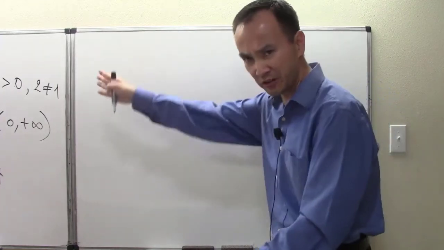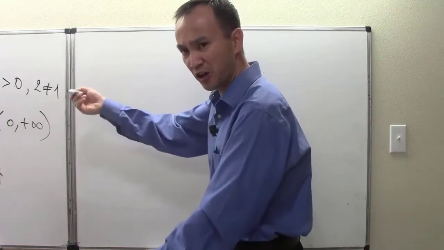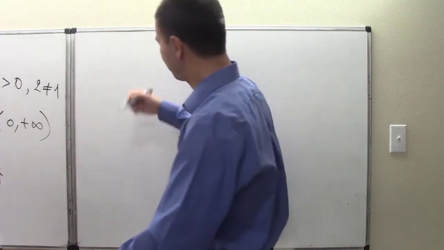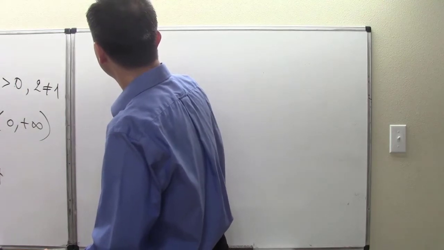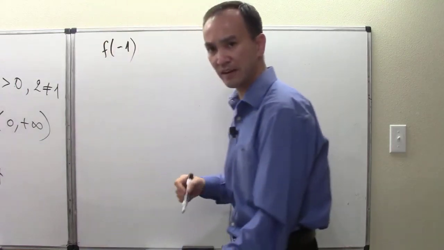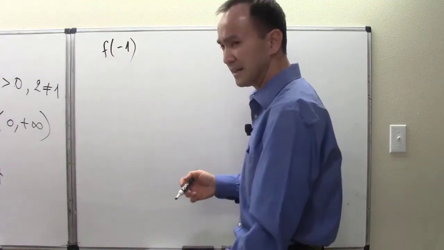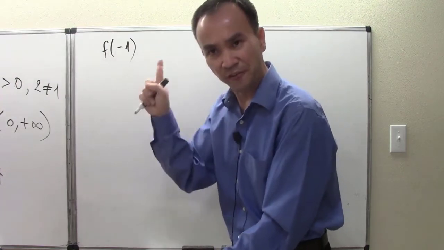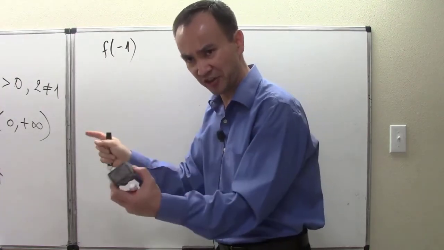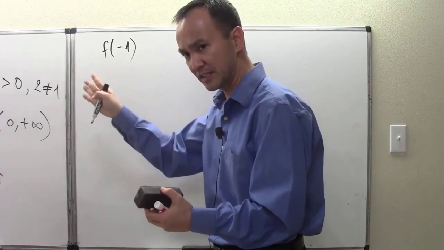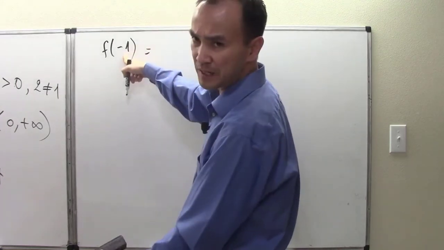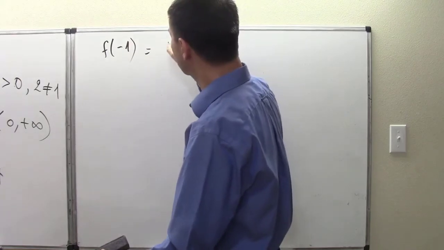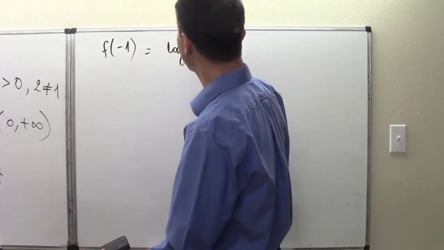So particularly for this function, log base 2, let's say the input equals -1, for example. F of -1, let's see what happens, at least as far as the rule of the function. I see this as a function previously defined: f of x is log base 2 of x. So with the input being -1, we're looking at log base 2 of -1.